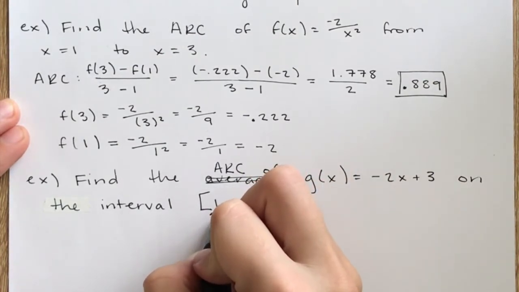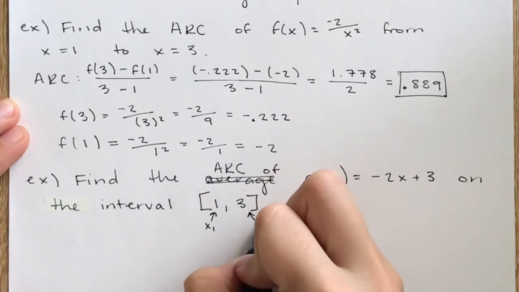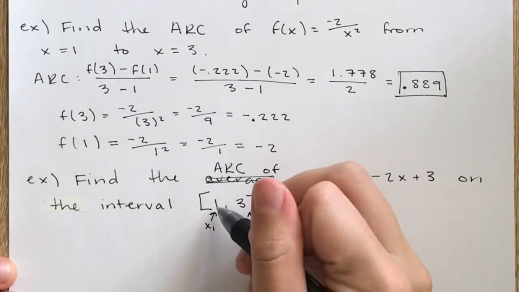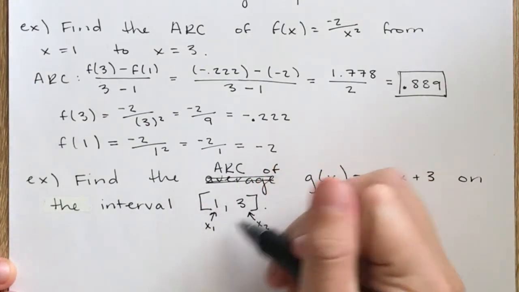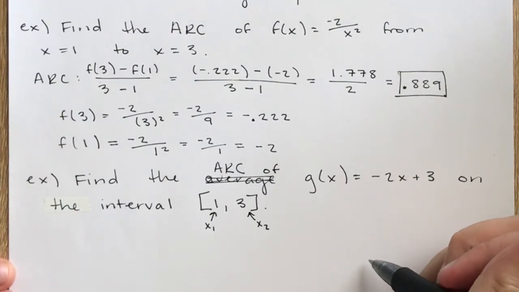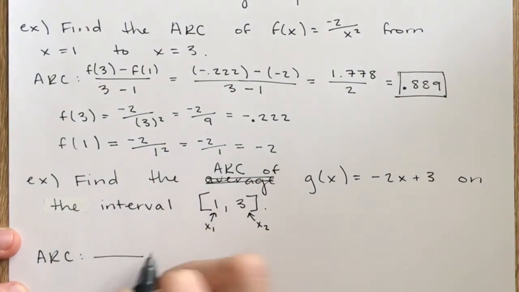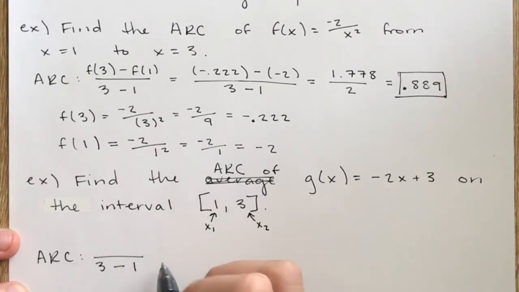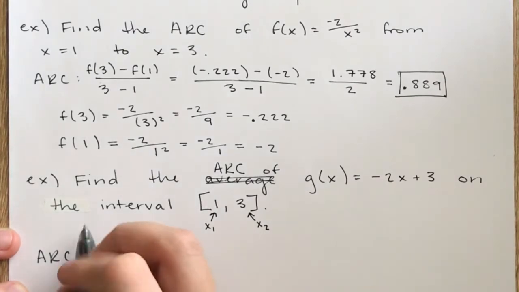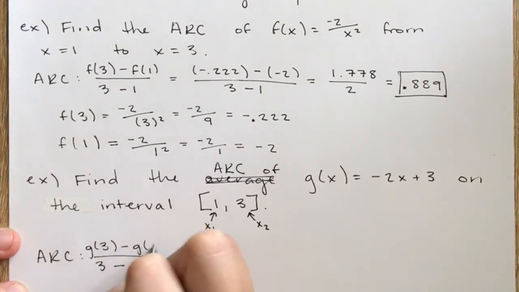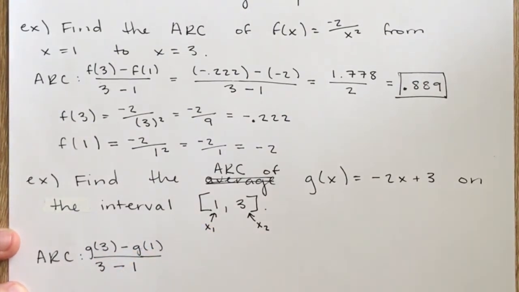So what this means is that this is just our x1 and this is our x2. The endpoints are 1 and 3, so those are our 2 x values. Let's compute our average rate of change. Again, we know x2 is 3, and we know x1 is 1. So we want our y values there. We have the function g, so g of 3 is our first y value, and g of 1 is our second up top.